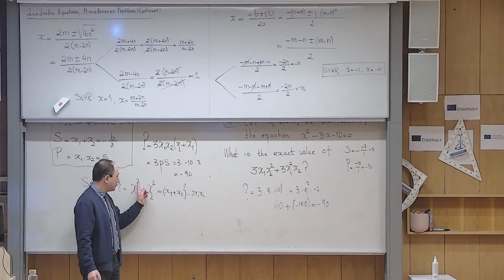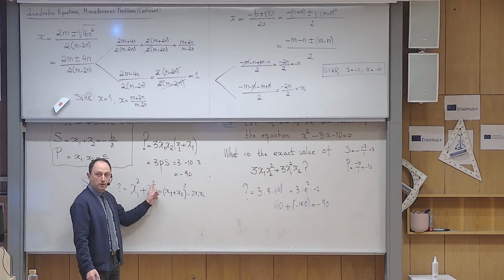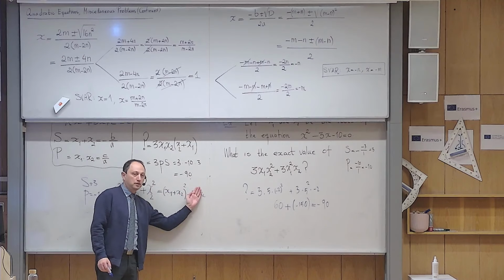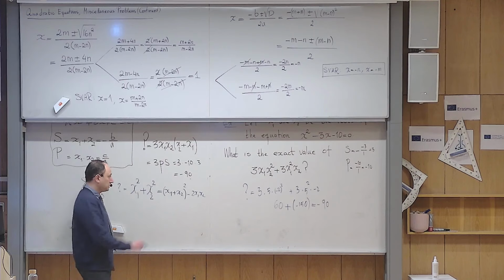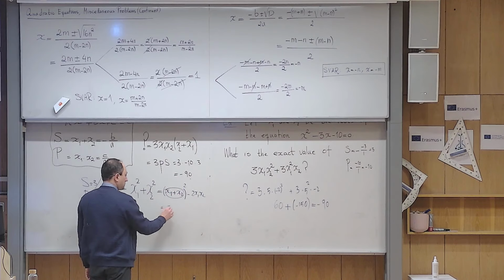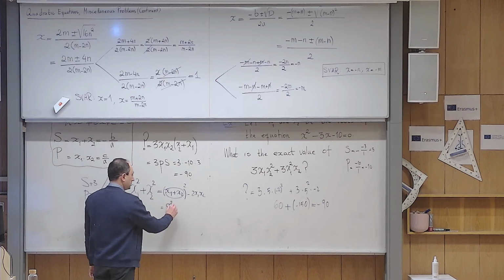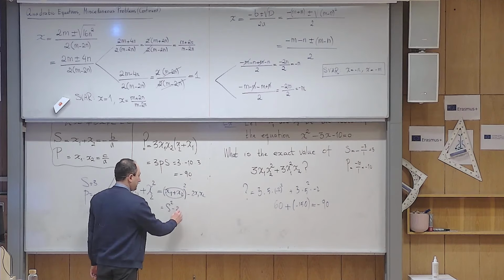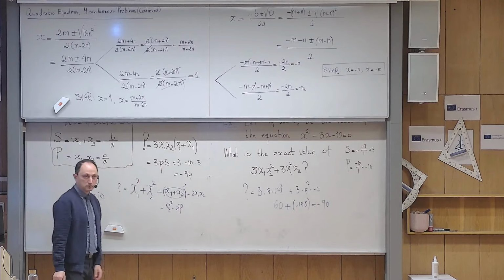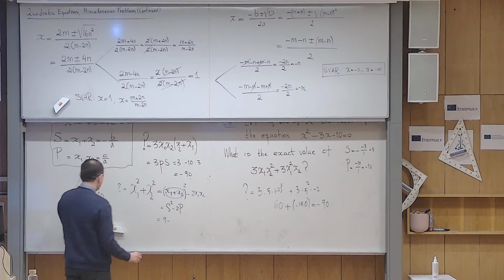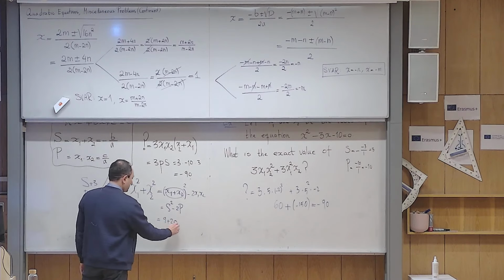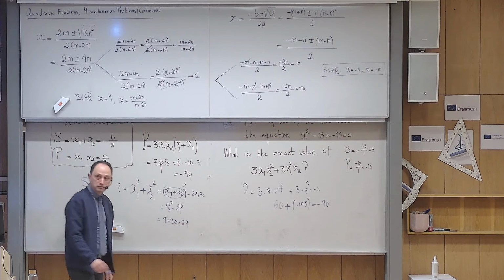So x1 to power 2 plus x2 to power 2 is not this one, but it is this one. Do you see that or not? But now what is this? This is s to power 2 minus, what is this? This is p. And s is 3, p is minus 10. So it is 29.